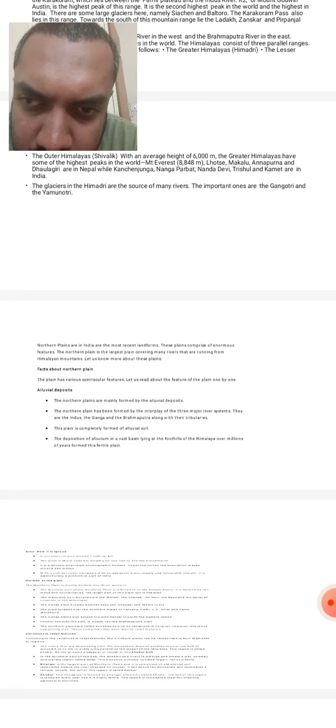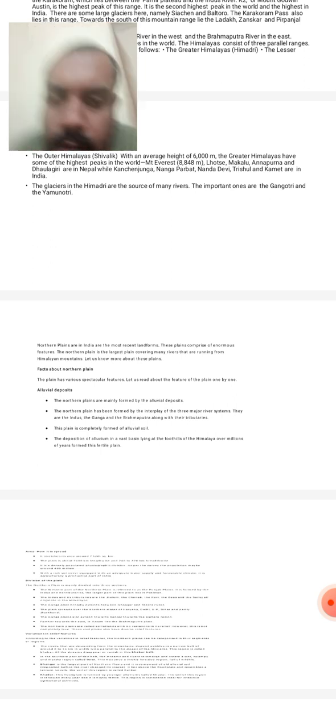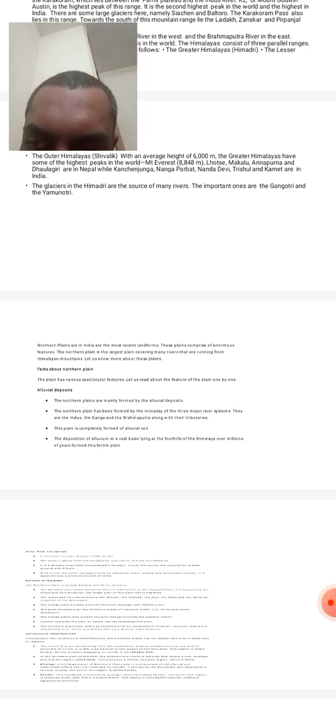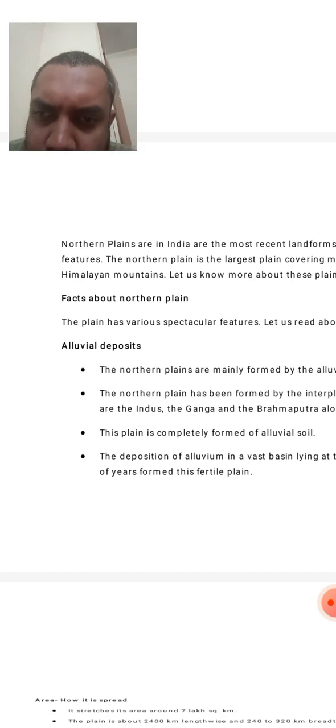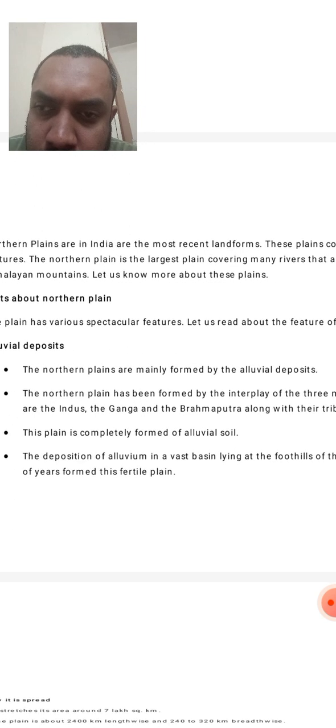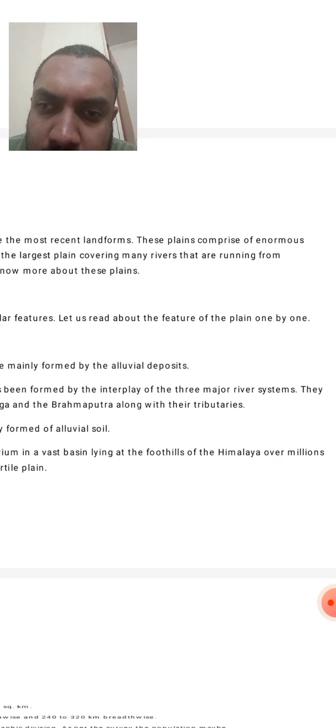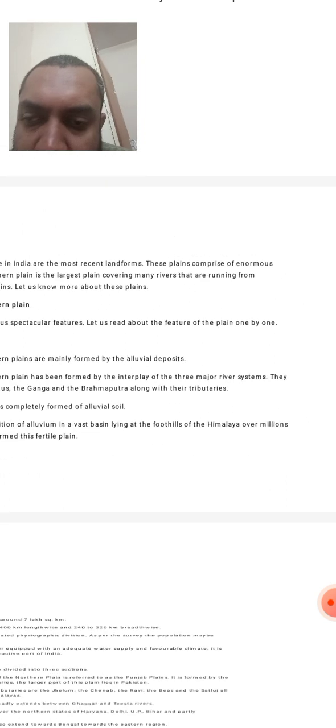The northern plains of India are the most recent landforms. These plains comprise enormous features. The northern plain is the largest plain, covering many rivers that run from the Himalayan mountains. The plain has various spectacular features. Let us read about the features of the plains one by one.